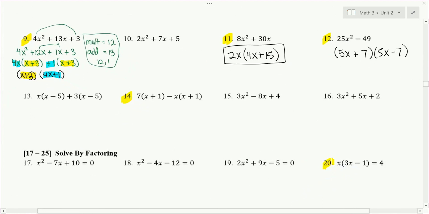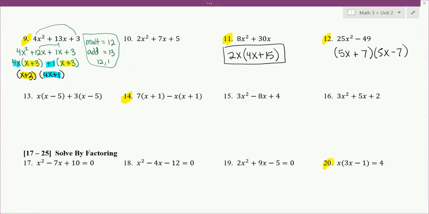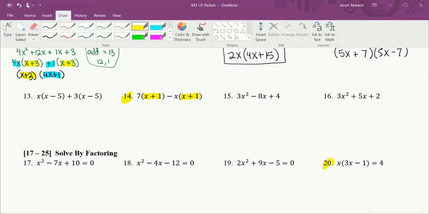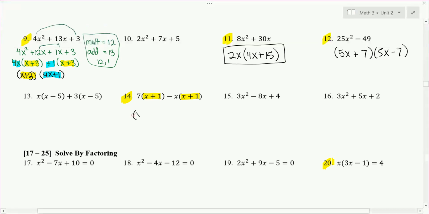Number 14. Notice both terms have an x plus 1. So factor that out. X plus 1 comes out in front, and what's left is the 7 and the minus x, and it's factored. One step.